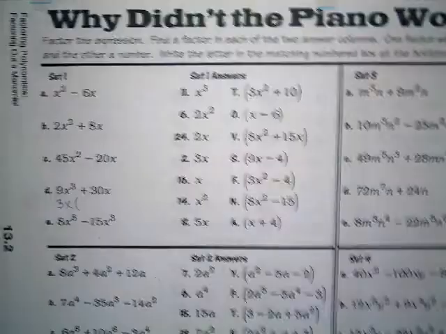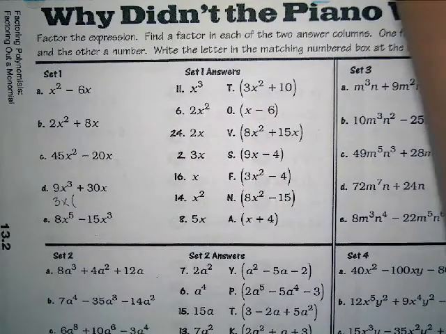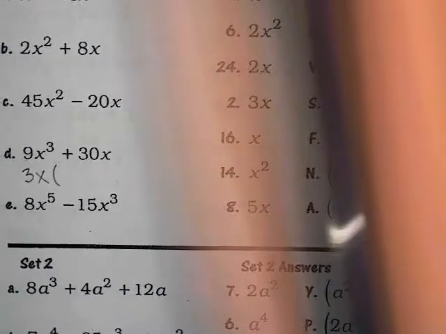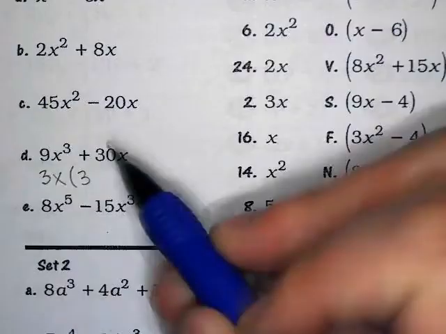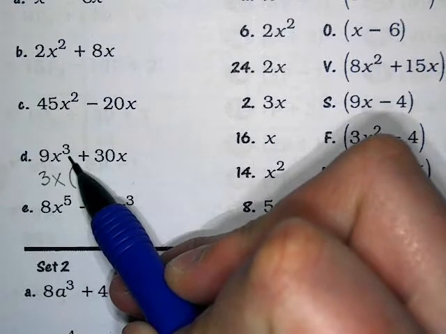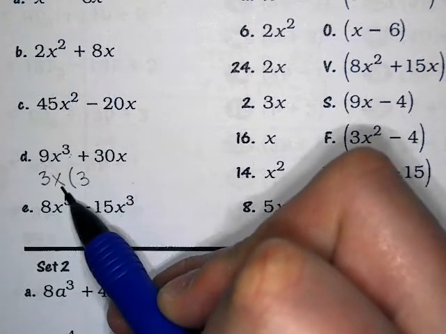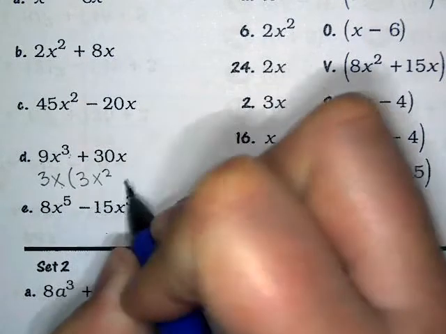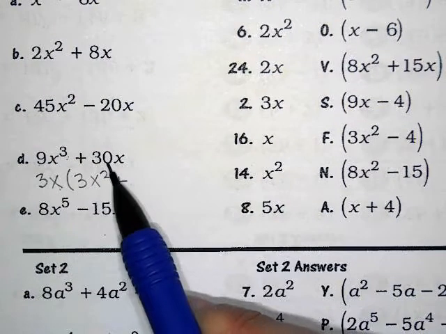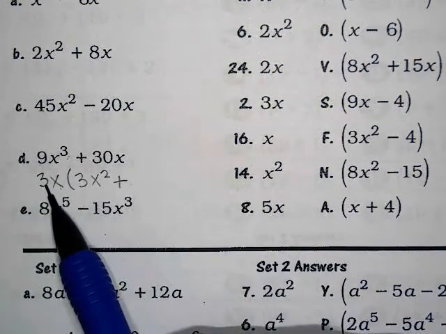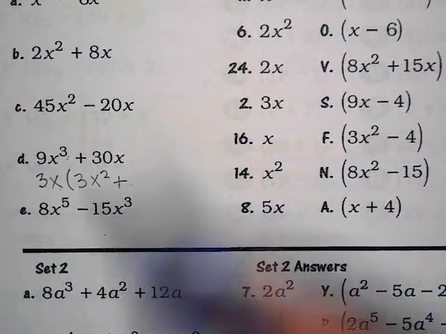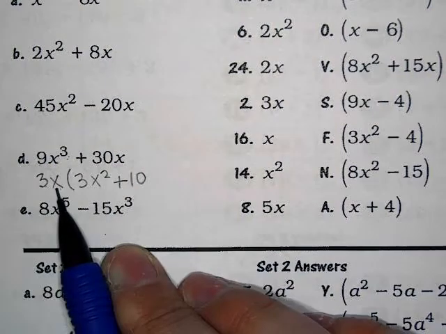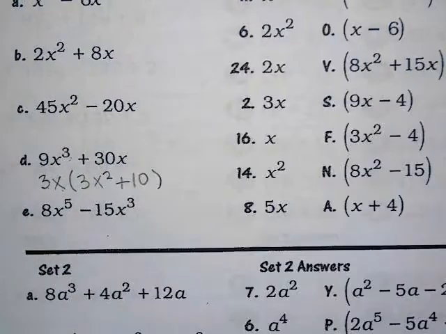Okay. So now we're going to say 9 divided by 3 is what? 3. And if we had x to the 3rd, that means we have 3 x's, x times x times x, and we took one of them out, then how many are left over? 2. So we're going to say x squared. And then for the next one, we say 30 divided by 3. 10. And we took the x out, and so there's no x's left. So that one's done.